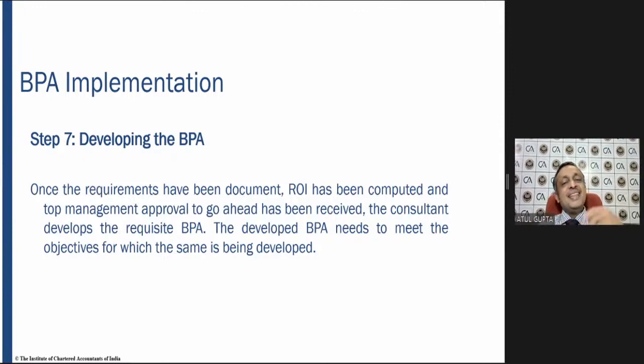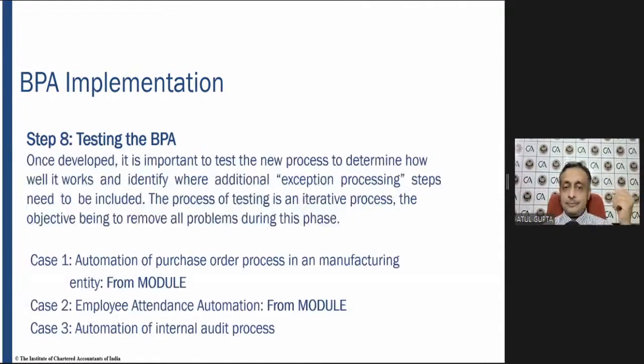Great. Then developing the business process automation. So step 7 is now actually developing it. So you talked about the why part, what part, the ROI part, the benefits part, and now developing it. And once developed, step 8 is testing of business process automation. Before going live, you test your business process automation.